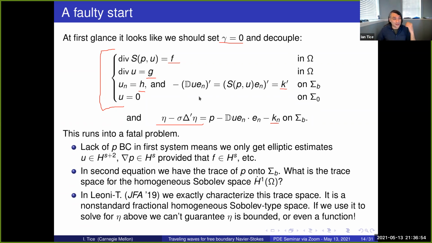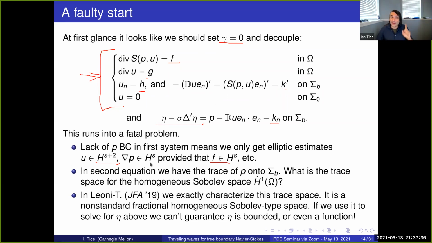But unfortunately, it runs into a fatal problem, and that problem is this. If I look at my first system of equations, which is how I will determine u and p, what I'll find is that if we do elliptic estimates on this problem, say in the scaling where f belongs to the space H^s, then I'll be able to show that the velocity field belongs to H^(s+2), but I will not be able to show that the pressure belongs to H^(s+1) in the way that you would expect. Instead, because there is no appearance of p itself in this system of equations, the best estimate I'll be able to get is that the gradient of p belongs to H^s.